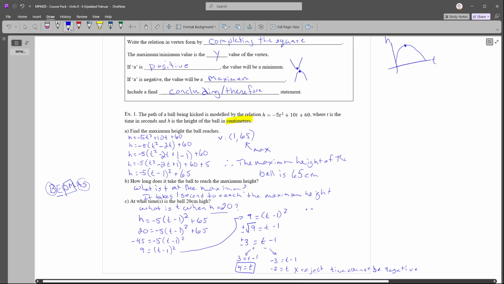So since time cannot be negative in this scenario. Sometimes it can be in some other scenarios. So since time cannot be negative in this scenario, that means t is equal to -2 is impossible.